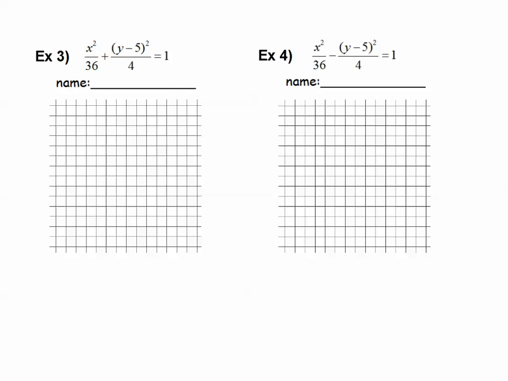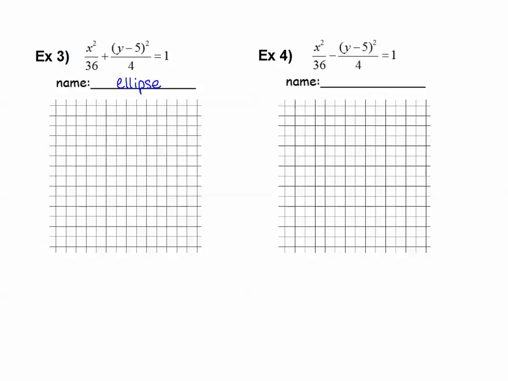Example 3. X squared divided by 36 plus the quantity y minus 5 squared divided by 4 equals 1. Again, both the x and the y variables are squared. I have a plus sign, which means either circle or ellipse. And because I have denominators that are different, it's an ellipse. And of course, it equals 1.